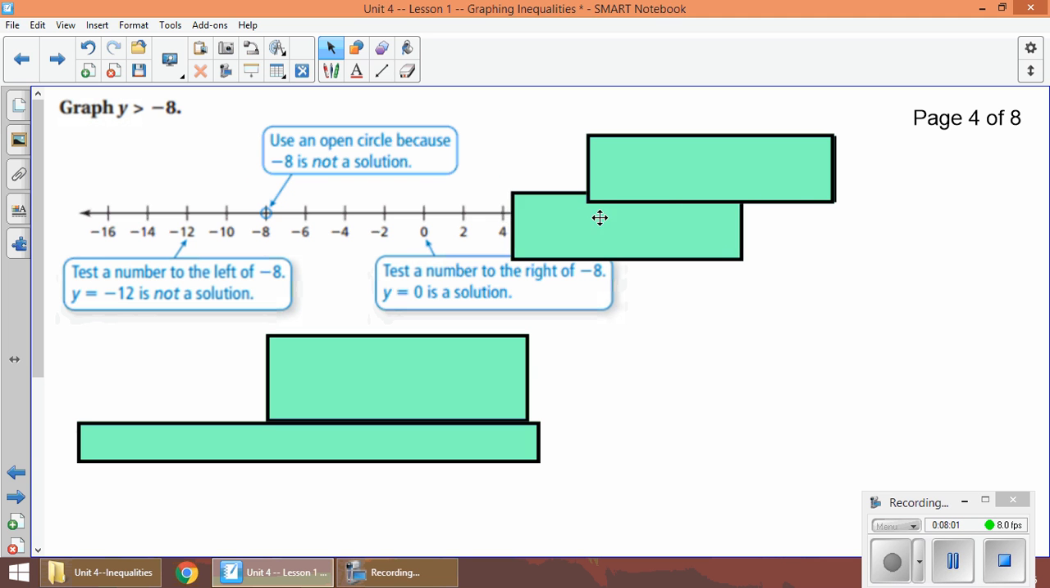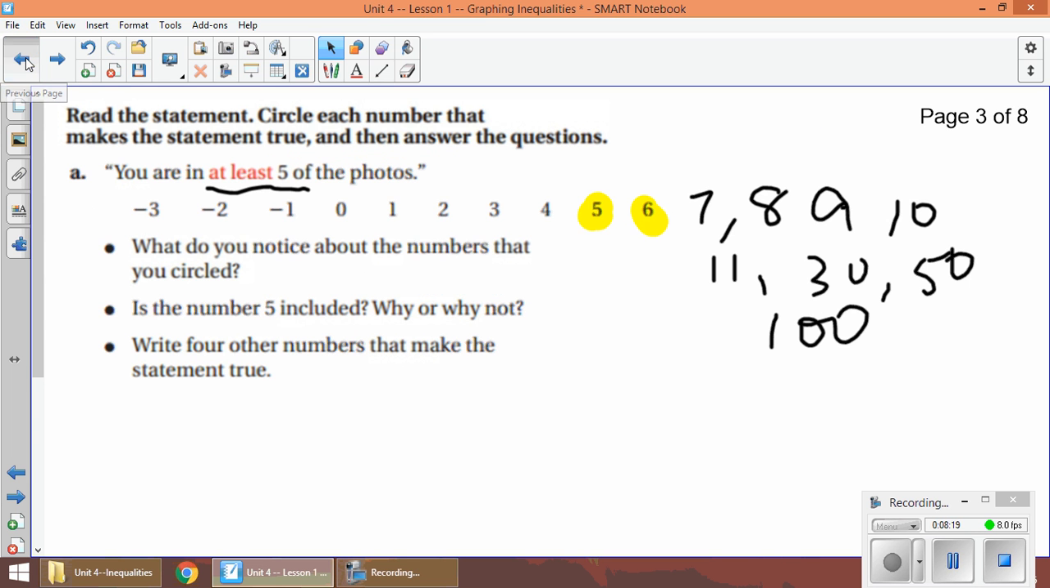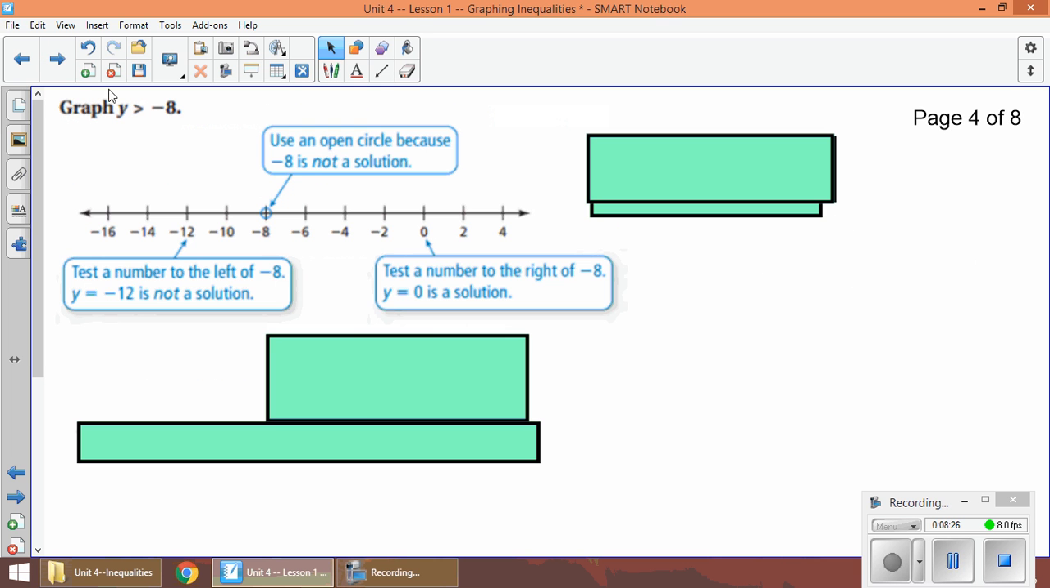Okay, and here's why. We're going to use an open circle because -8 cannot be in my solution. What does that mean? My values for y have to be larger than -8. If you look at this previous example real quick, I'm going to go back so don't freak out. This says at least 5, so that means 5 can be a solution. But in this example, back to where we were, page 4, y has to be larger than -8.